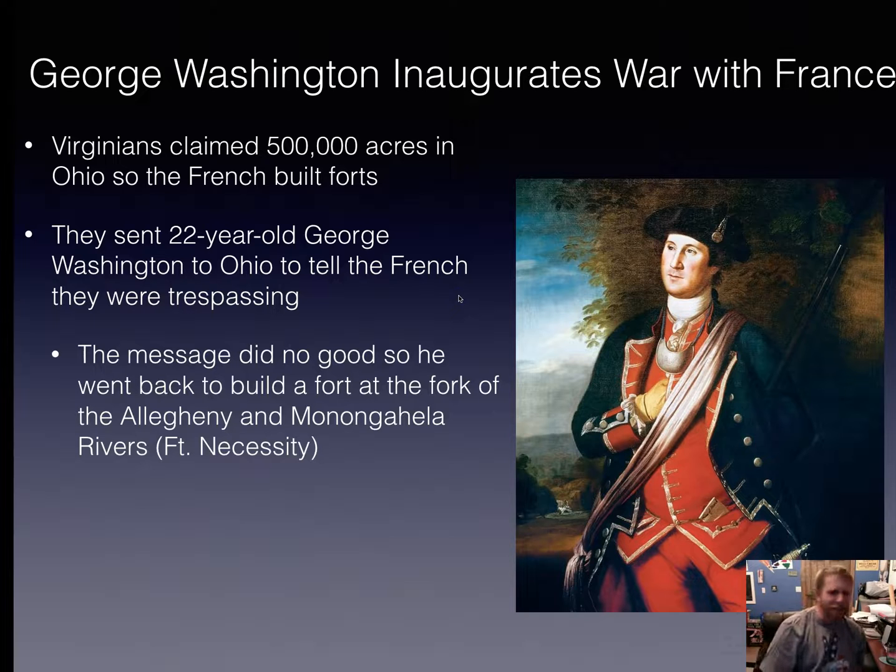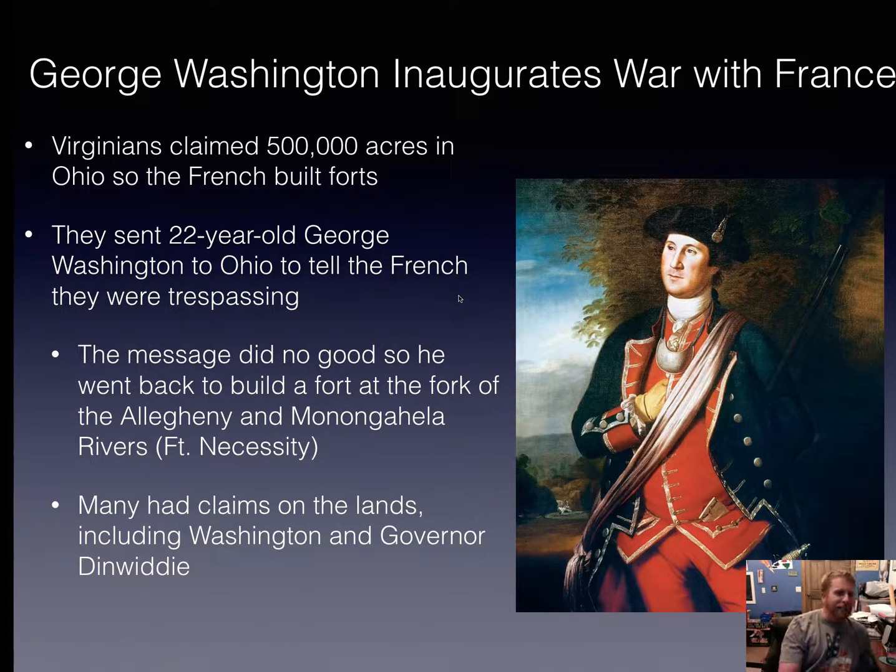The message did no good. So he went back to build a fort at the fork of the Allegheny and the Monongahela Rivers, which is called Fort Necessity. The Allegheny and the Monongahela Rivers form the Ohio River, which is sometimes called Three Rivers, which is modern-day Pittsburgh. Many had claims to this land, including Washington and the governor there, the royally appointed Governor Dinwiddie. Sorry, guy wasn't blessed with a good name.